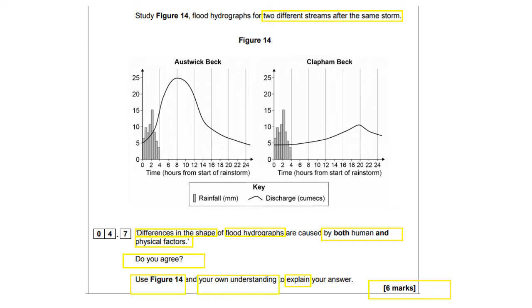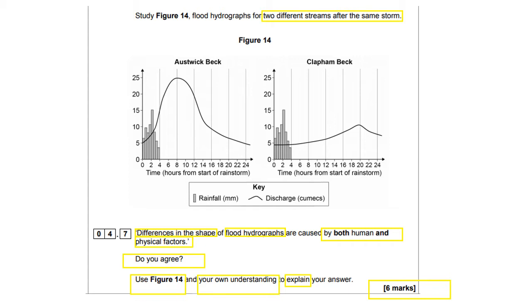So 4.7, let's have a look at it. Differences, keyword here. I don't want similarities. If you give me similarities, I'm not going to give you any marks. Differences in the shape. Right, in the shape. What that means is you need to look at that black line and tell me how the shape of it alters. We'll go through it in a moment. It's really, really straightforward. They couldn't have made this question any easier if they tried.